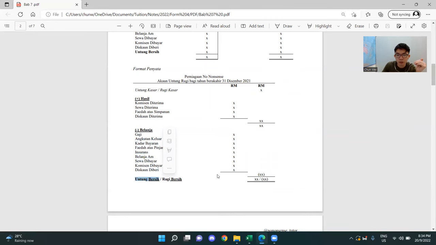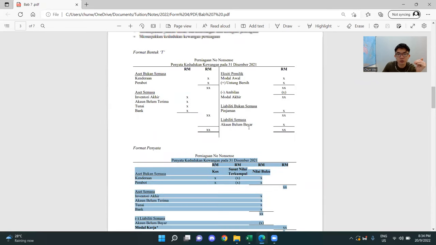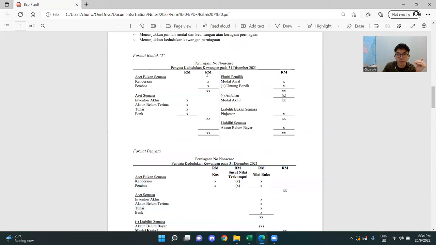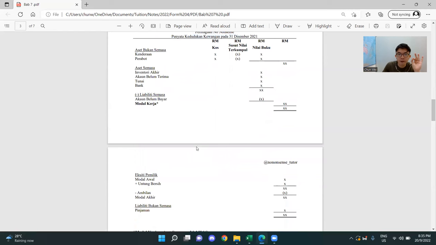Untung bersih. Okay, lepas tu, then we can do our penyata kedudukan kewangan dalam bentuk penyata. So this is the bentuk T, what we did last week. Your asset, all the asset on the debit side and all the equity pemilik plus liability will be on the credit side. But then for this format penyata, a little bit different. Say, asset bukan semasa. Then asset semasa. But now, your asset semasa perlu telus tolak your liability semasa. Can you see it? So you add up all your asset semasa kat sini. Then you have to minus your liability semasa. Dapat your modal kerja.